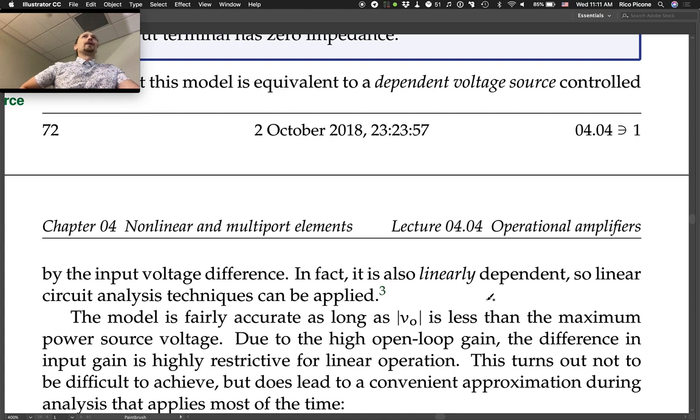And our favorite linear circuit analysis techniques are the impedance methods, right? They help us not have to solve a differential equation. We are particularly fond of avoiding solving differential equations, I feel like, just in general.